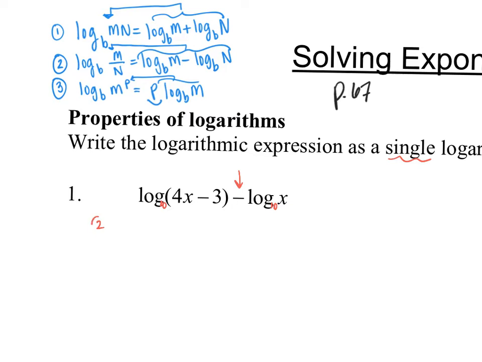So by 2 above, we can rewrite this as log. We can write the base 10, but we don't have to. 4x minus 3 over x. And that's it.